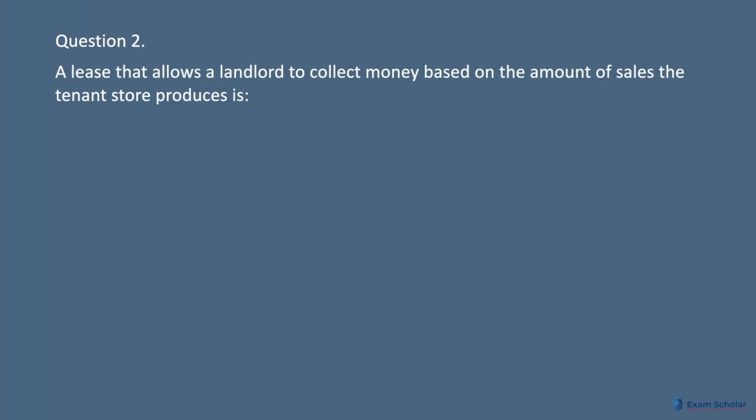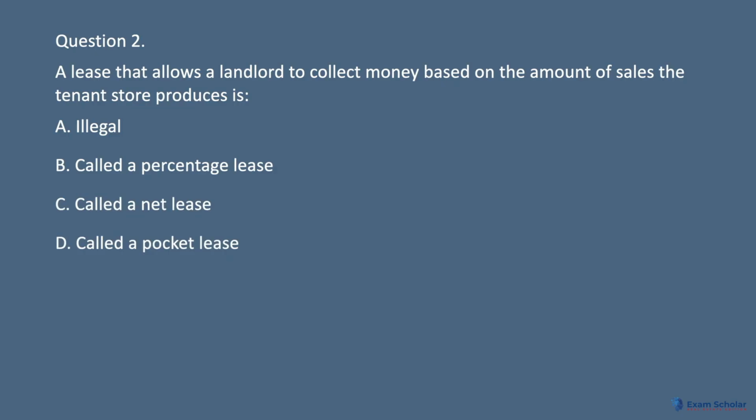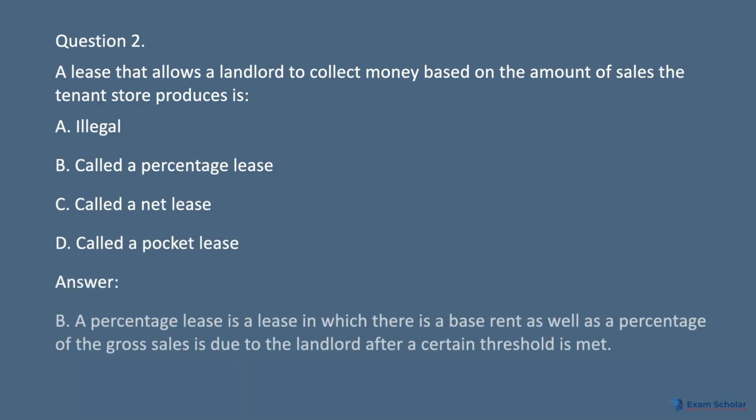Question 2. A lease that allows a landlord to collect money based on the amount of sales the tenant's store produces is A. Illegal. B. Called a percentage lease. C. Called a net lease. D. Called a pocket lease. Answer B. A percentage lease is a lease in which there is a base rent as well as a percentage of the gross sales is due to the landlord after a certain threshold is met.